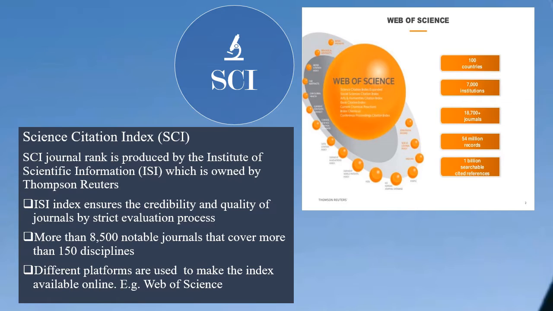Different platforms are used to make the index available online. For example, the most popular is Web of Science. It covers more than 100 countries, 7,000 institutions, 18,700 plus journals, 54 million records, and 1 billion searchable cited references.